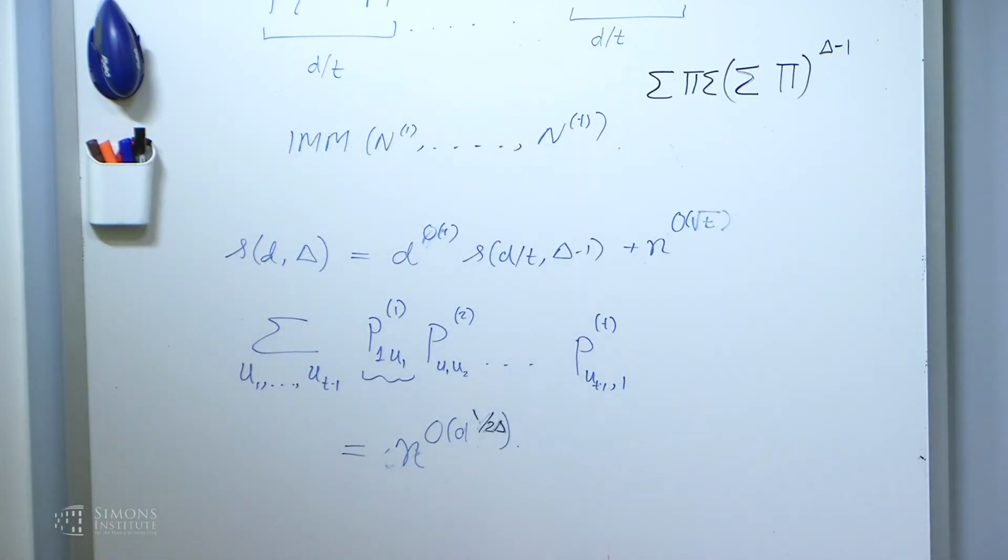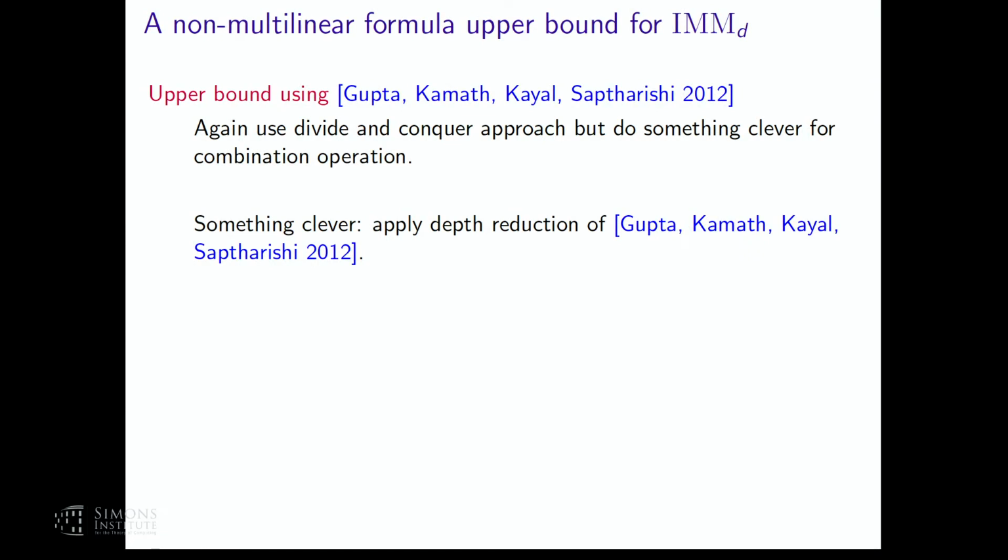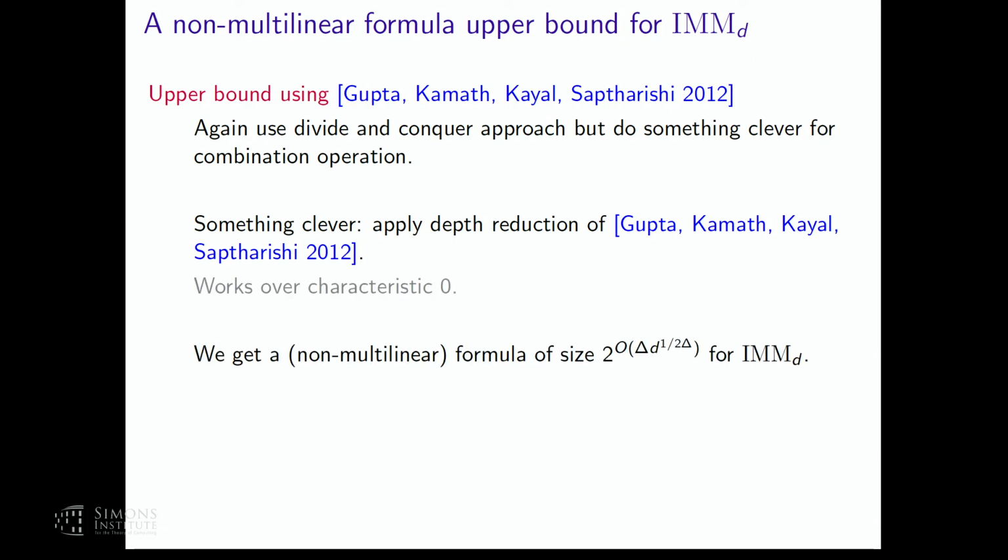So you pointed out that it only works for characteristic 0. The reason is that JKKS only works for characteristic 0. That's the bottleneck. So the point is, instead of doing the naive divide and conquer strategy, do this clever strategy where you apply depth reduction. It works over characteristic 0 only, unfortunately, and we get non-multilinear formulas, since from the circuits, as always, we can recover a formula of this size for IMM d.